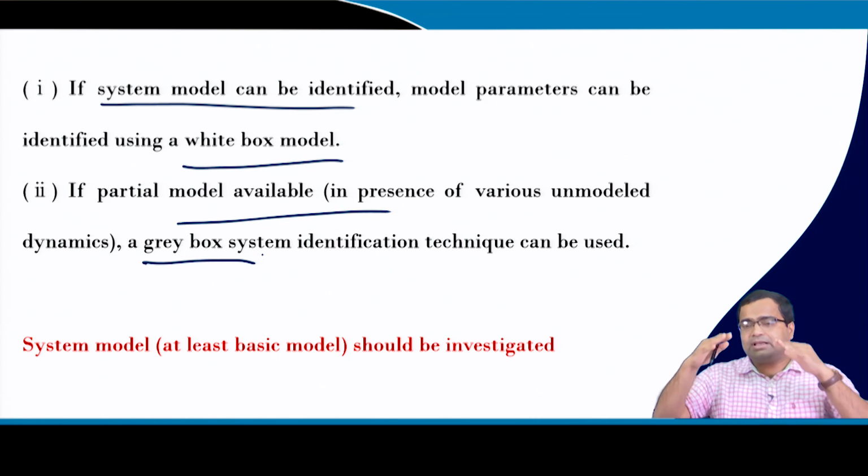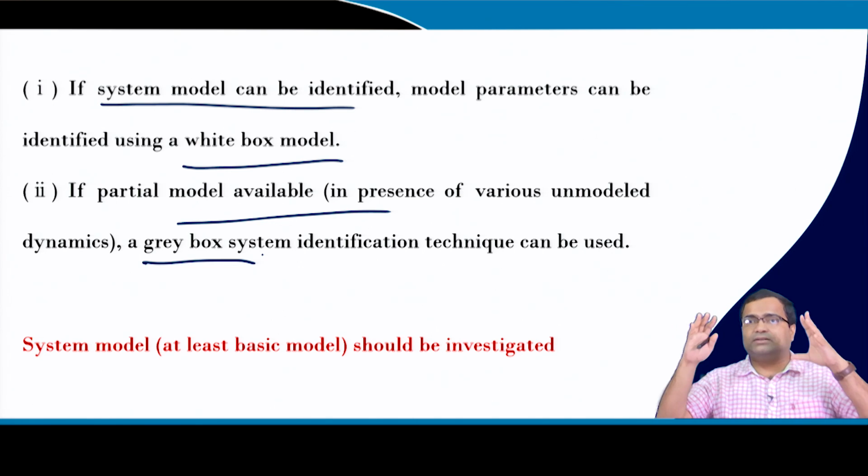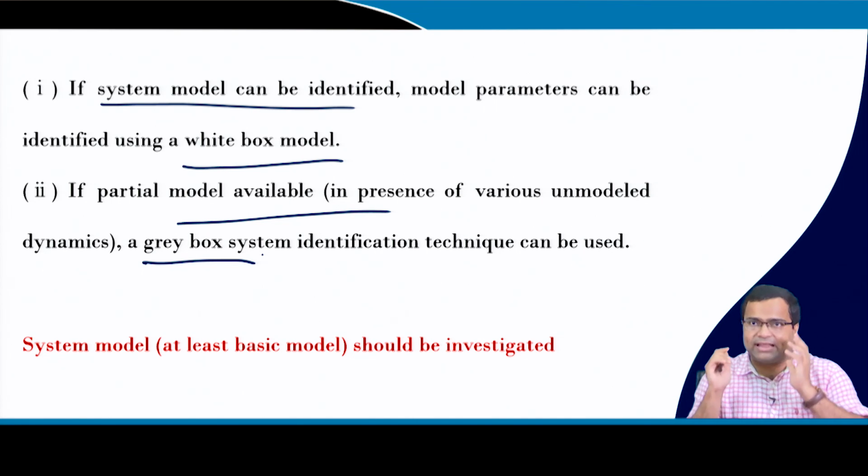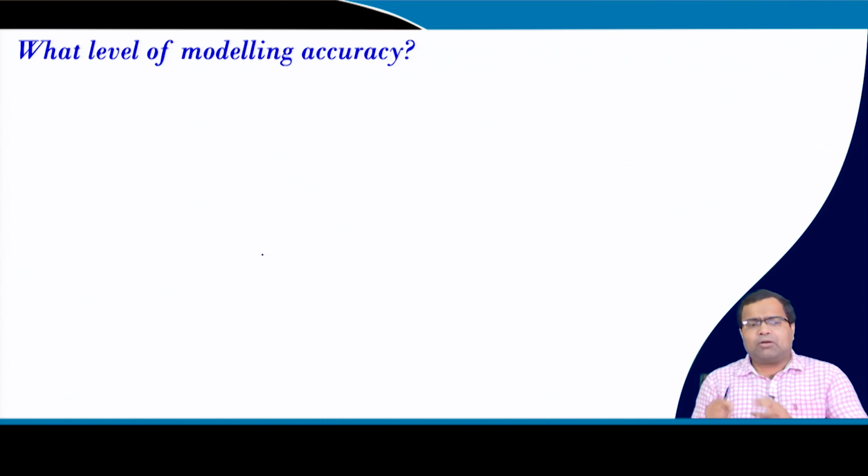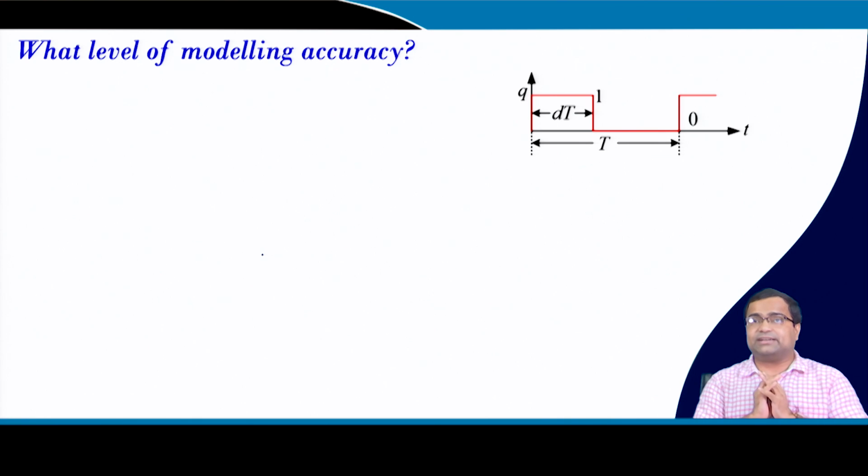Because when the load changes, you need to know what the new load condition is. So, from the identification method we can extract that. Now, the next question: we are sure that we need a model, but what level of accuracy do we need?